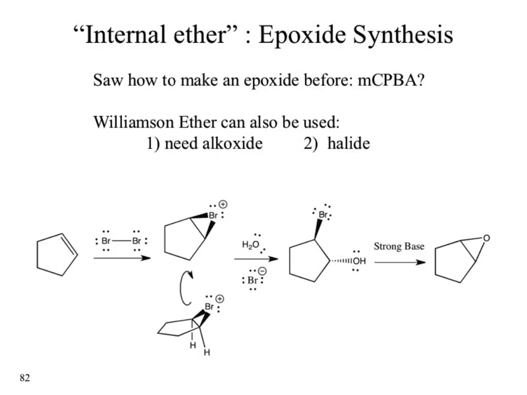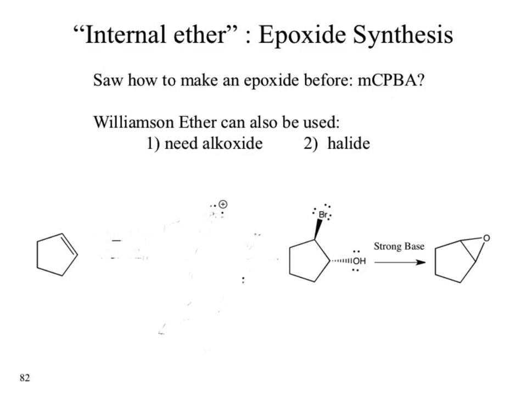What if somehow, let's ignore all this first part, I don't care about all that right now. What if somehow you did your synthesis and you had the syn halohydrin, bromine dashed and the OH dashed? Could you still get the epoxide?